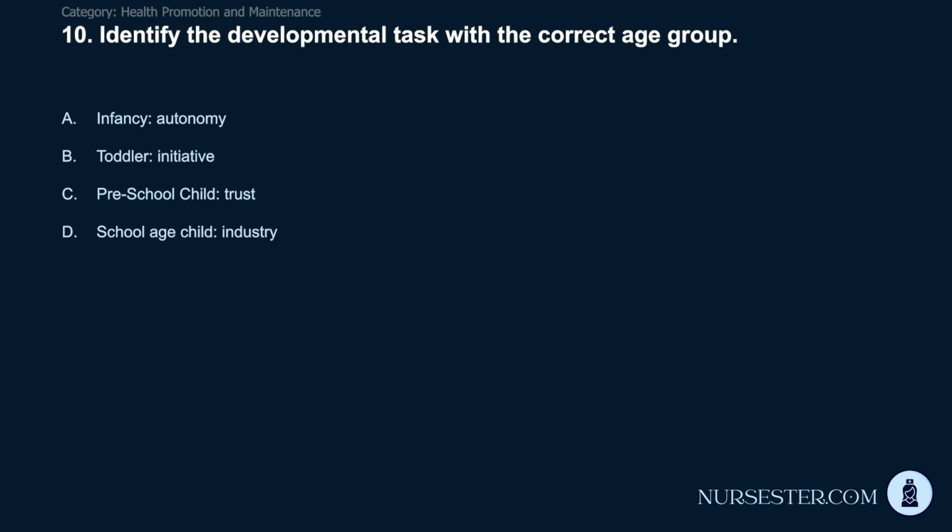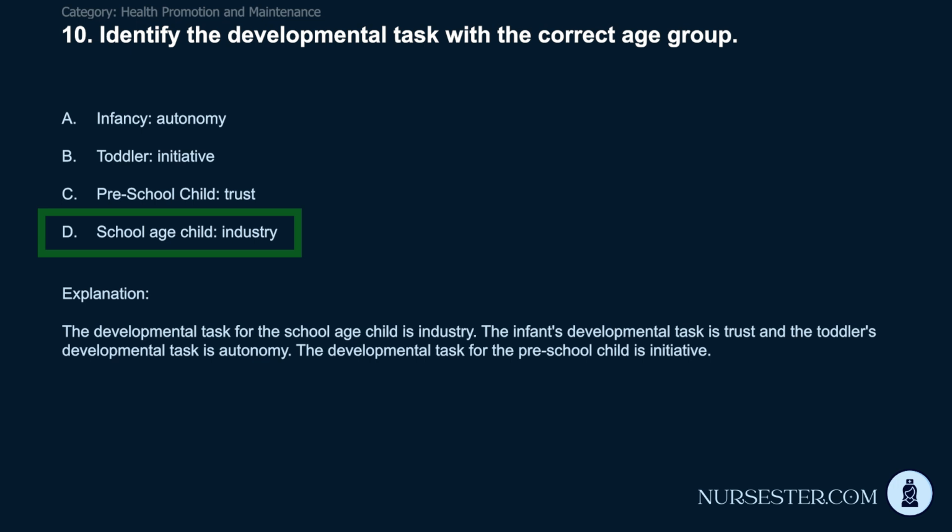10. Identify the developmental task with the correct age group. A. Infancy, autonomy. B. Toddler, initiative. C. Preschool child, trust. D. School-age child, industry. Correct answer, D. School-age child, industry. The developmental task for the school-age child is industry. The infant's developmental task is trust and the toddler's developmental task is autonomy. The developmental task for the preschool child is initiative.